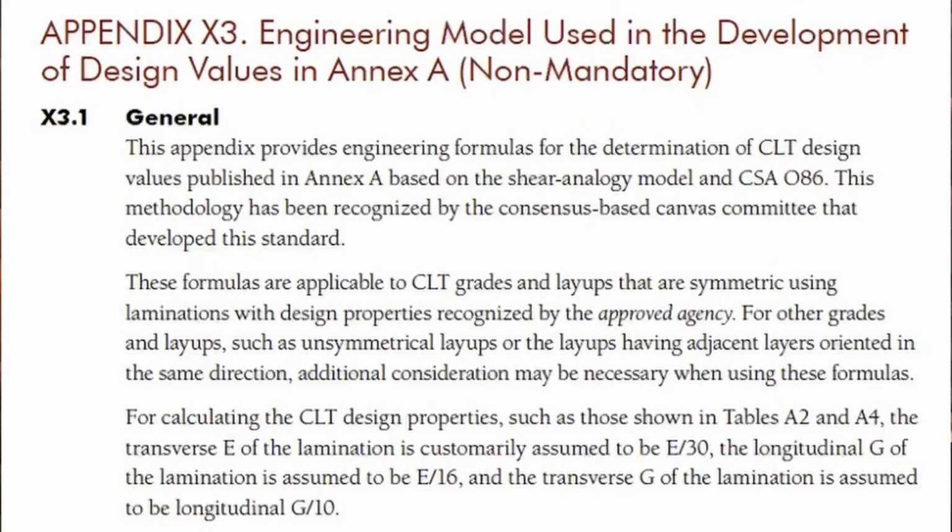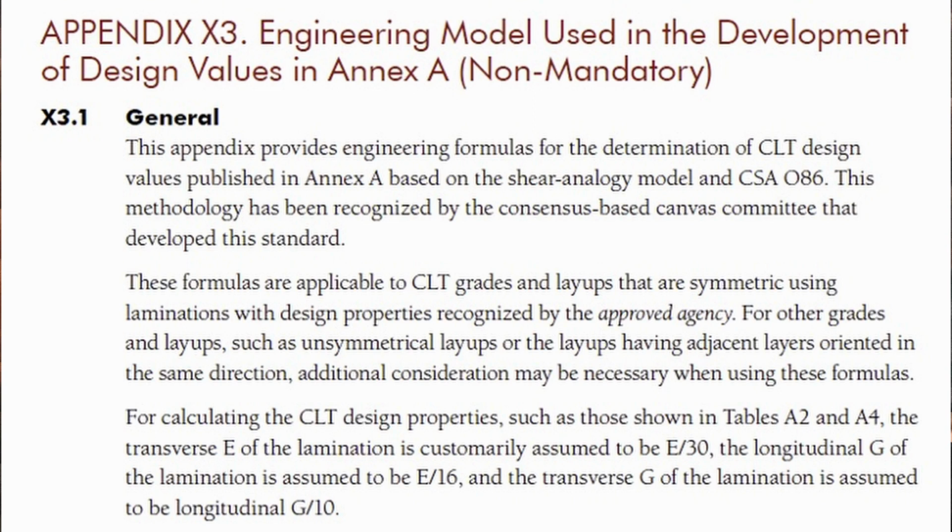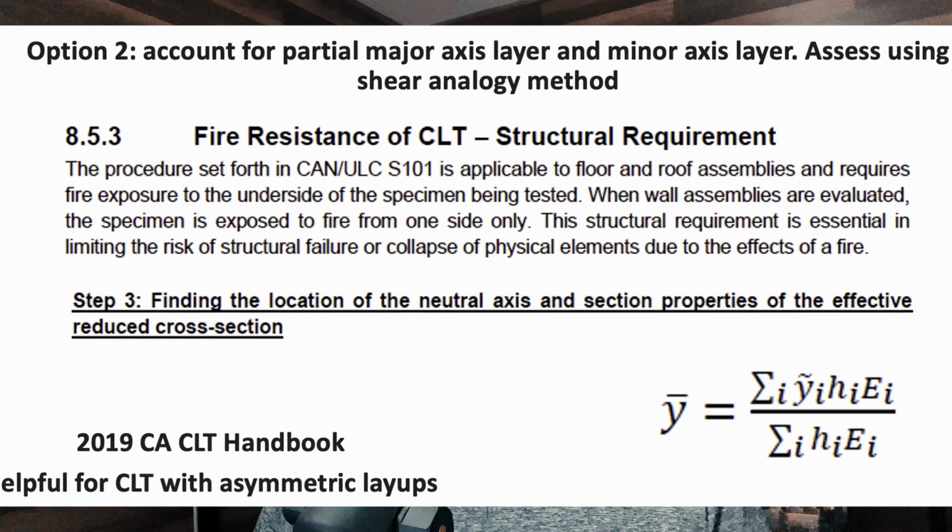Now, if you're looking for some tips on how to actually go about those shear analogy calculation processes, Appendix X3 of the 2019 version of the PRG 320 standard, which, by the way, is the production standard for CLT, for cross-laminated timber, and you can access that from the link that I'll post down in the description here. So Appendix X3 of this document goes through some of those calculations that you'll need. Also, the 2019 version of the Canadian CLT handbook also has some useful calculations that you would want to take a look at when going through this shear analogy method.